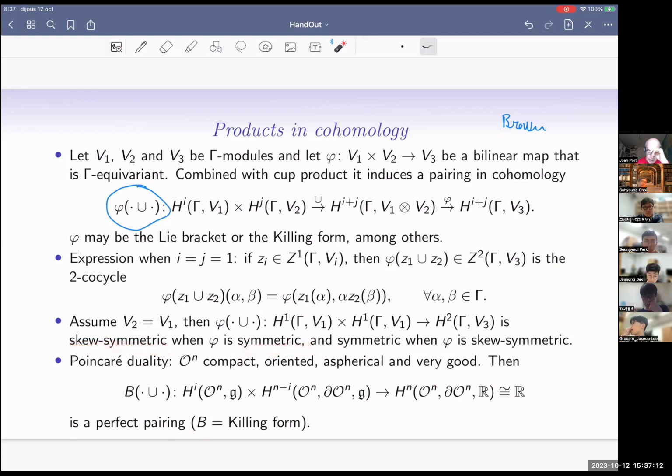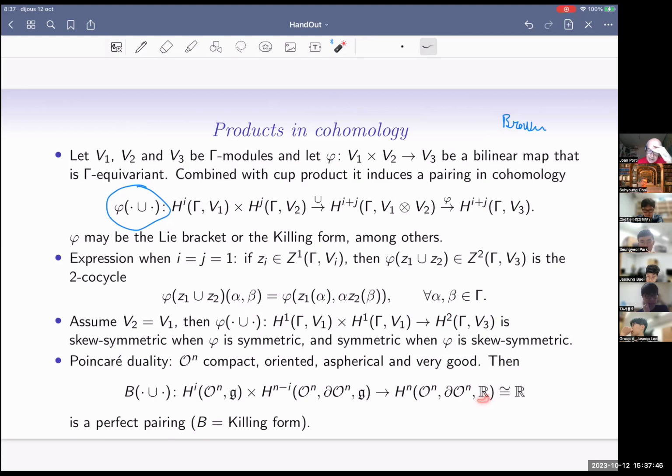And I also have a Poincare duality. If I take a manifold or an orbifold, which is compact, oriented and spherical, very good. If it's a manifold, just think of compact oriented. I have a product from the cohomology in dimension i to the cohomology in dimension n-i relative to the boundary. Well, in the closed case, just forget about this. But this is something standard in cohomology with coefficients in R.